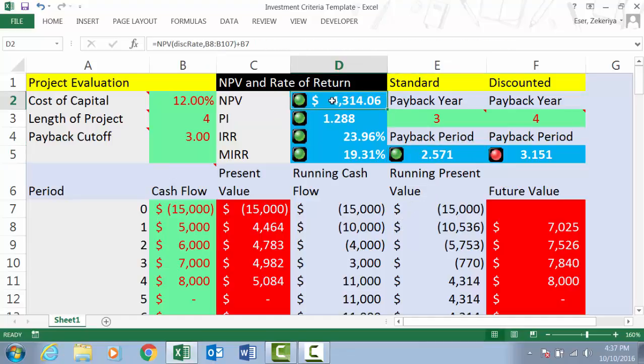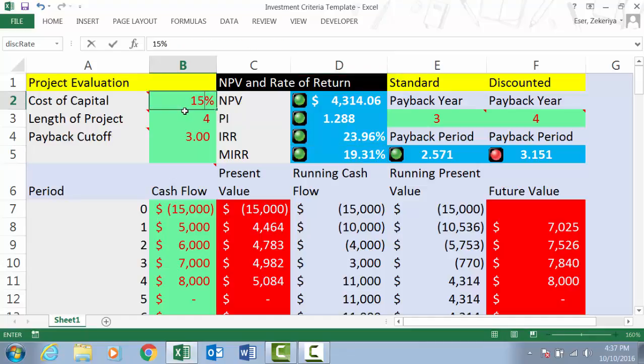Similarly, positive NPV tells me to accept it. Profitability index greater than 1 accepts the project. IRR greater than cost of capital accepts the project. Similarly, modified internal rate of return greater than cost of capital accepts the project.